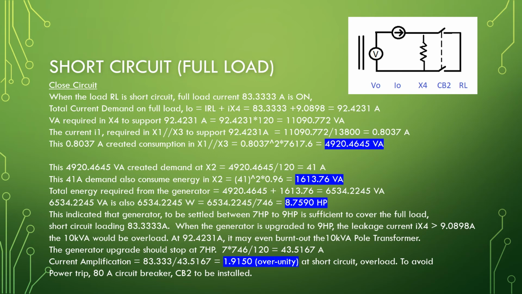7 times 746 divided by 120 equals 43.5167 ampere. Current amplification 83.3333 divided by 43.5167 equals 1.9150 over unity at short circuit overload. To avoid power trip, an 80 ampere circuit breaker CB2 is to be installed.